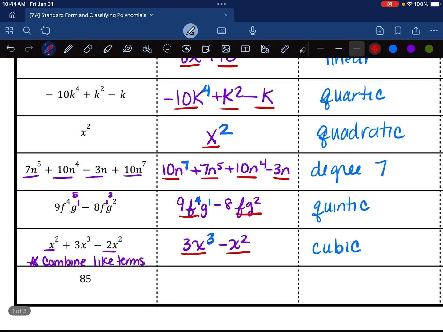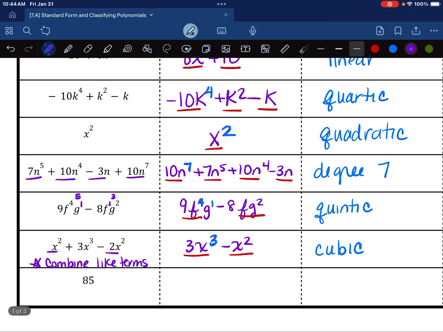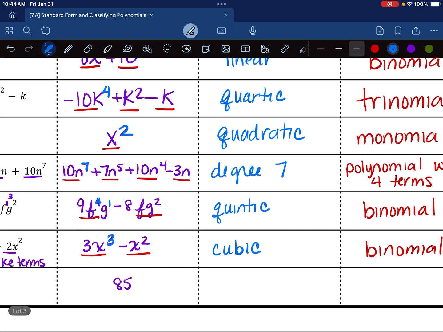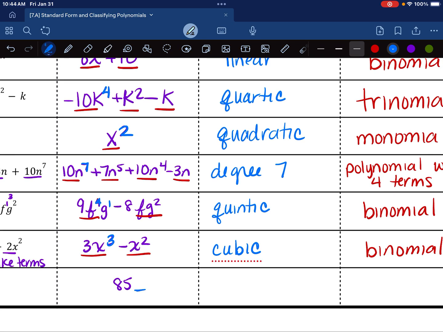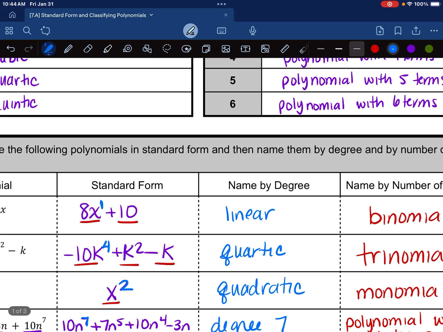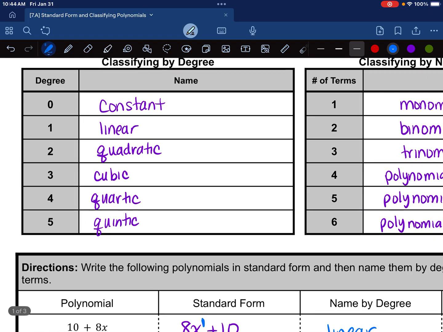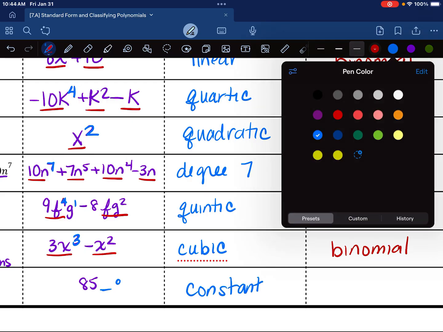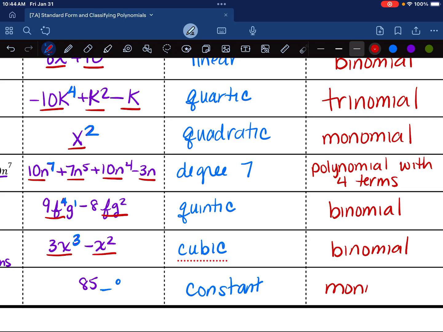All right, one last shot. This bell's going to ring here in a second and be all loud. So 85, that's degree 0, so there's no exponent here on any variable. So when it's degree 0, we call that a constant. And there's only 1 term there, so that's a constant monomial. There we have it. That's our naming convention.